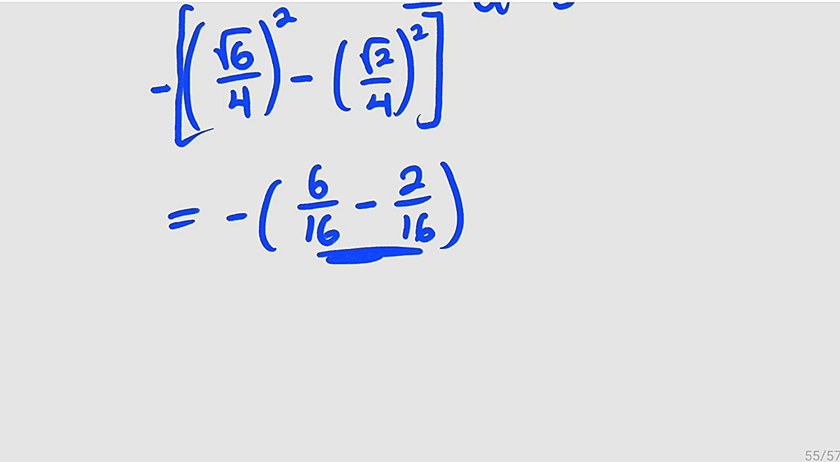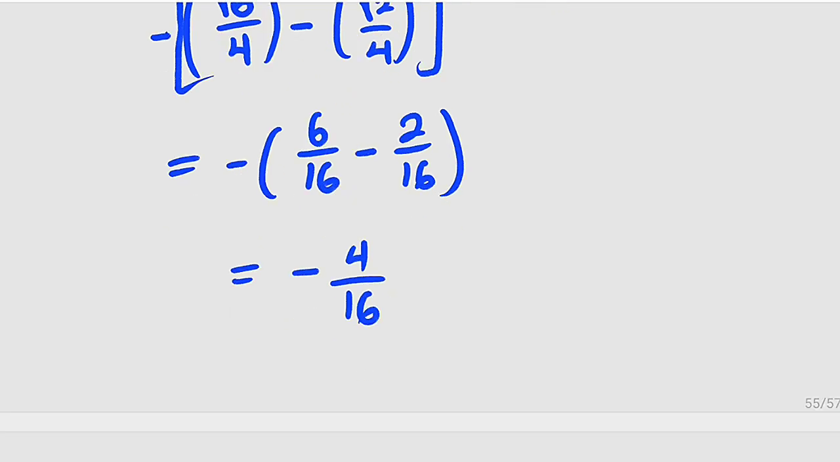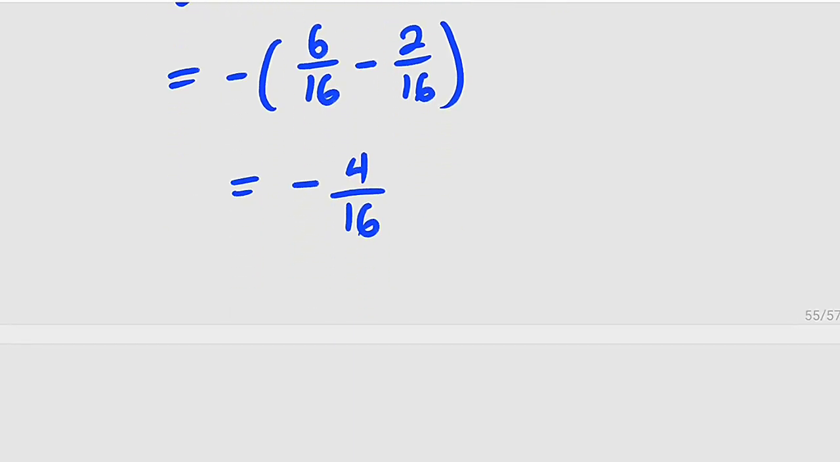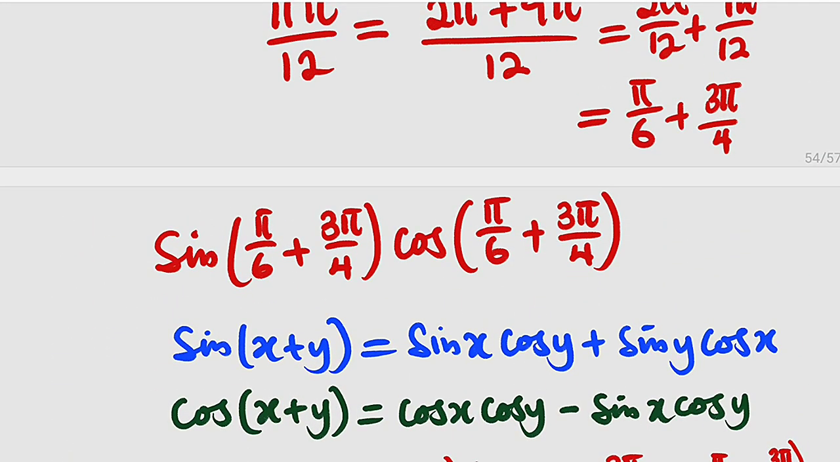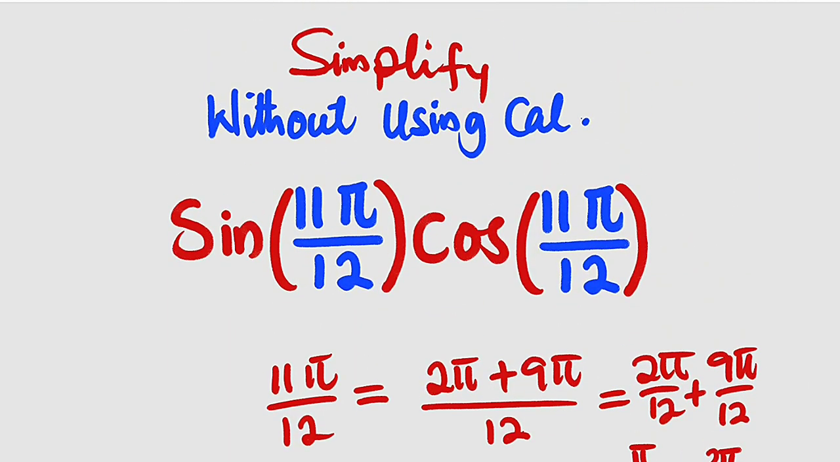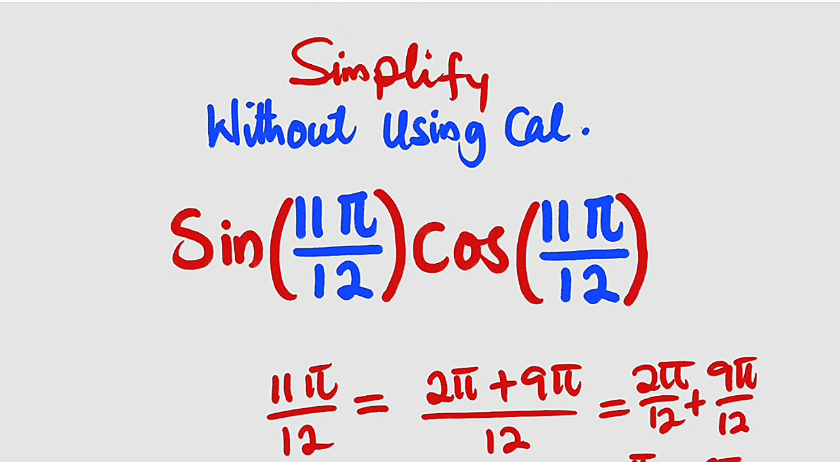Since we have common denominators, we are going to subtract the numerators. 6 minus 2 is 4. So this is equal to negative 4 divided by 16. But 4 can divide 4 one time and it can divide 16 4 times. So to the lowest term, we have negative 1 divided by 4, which is our final answer. Therefore, the whole of this expression, when simplified without using a calculator, you have to get negative 1 divided by 4.